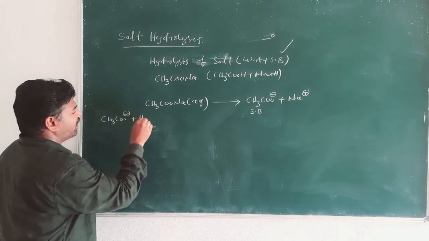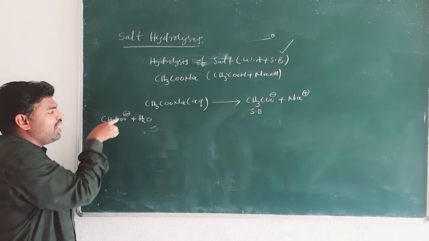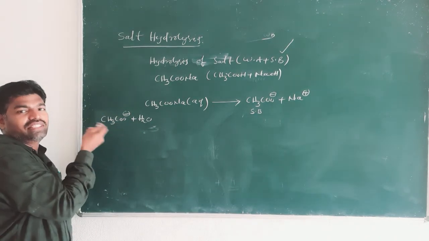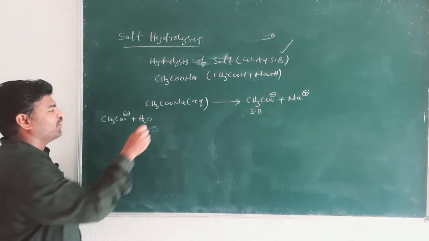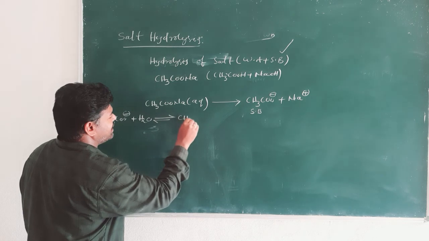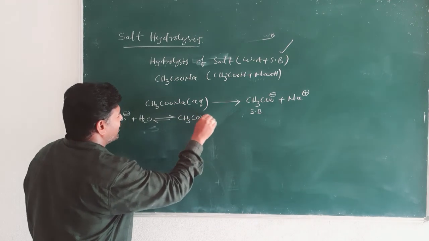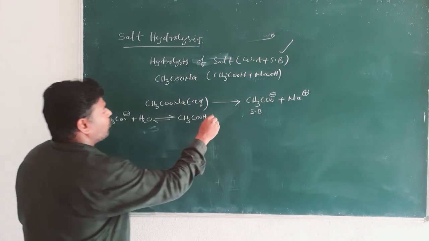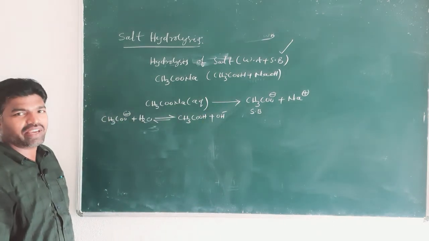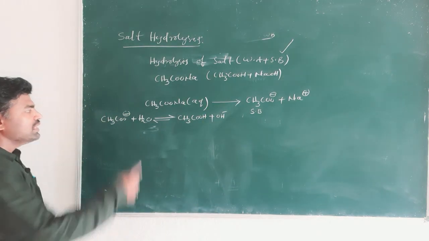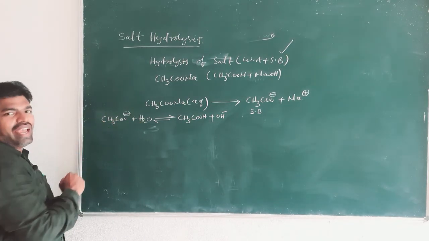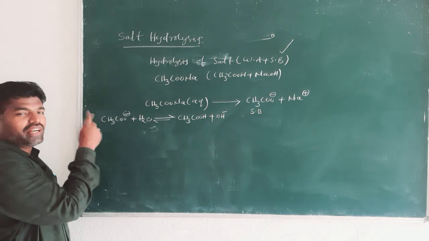Next, this acetate ion CH3COO minus interacts with water. What is this? Anion interacting with water. This is called anionic hydrolysis. It gives CH3COOH plus OH minus ions. So, this is hydrolysis. We are adding water to anion. This is called anionic hydrolysis.